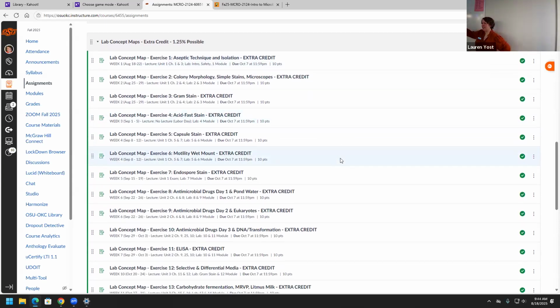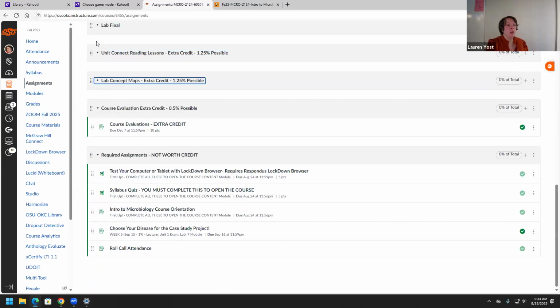And then the lab concept maps. This is the exact same thing as what we have for the lecture, but you can do them for the lab for extra credit. They're not required as an assignment. They're extra credit for the lab. Okay. Concept maps. And then also, if you complete my course evaluations, you can get more extra credit as well. So I have that split up where you get half of an extra credit point, half of a point of your grade added on to your overall grade.